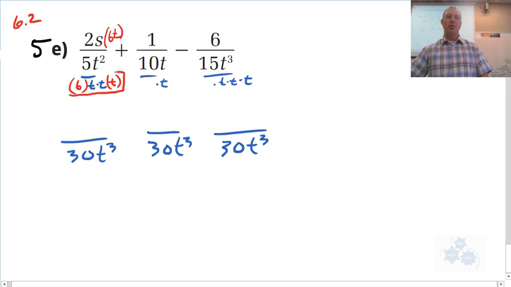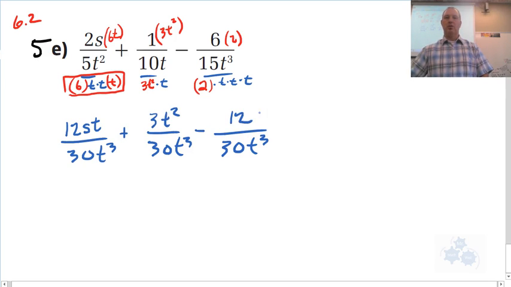See, this is now the new common denominator. This one down here, we have to multiply by 3 to get 30, and t squared. So this is times 3t squared. That will get us 30t cubed. For this one, we have to multiply this by 2, and that's it. So the numerators, I should say, are 12st plus 3t squared minus, and then this is a 12.